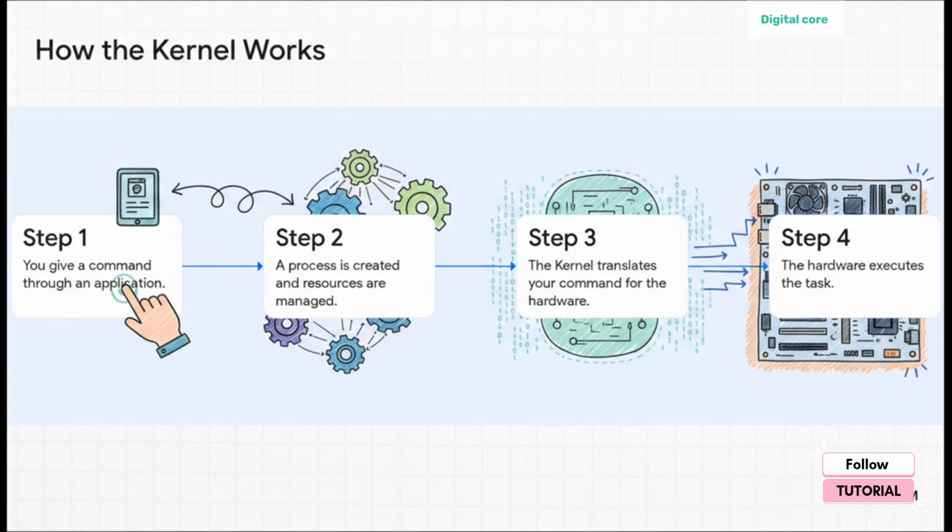So let's make this real. How does it work moment to moment? Okay, imagine you click Save on a document. That simple click creates what's called a process. The kernel immediately jumps in to manage the resources for that process. It knows you need to use the hard drive. It then translates your save command into instructions for the drive, and boom, the hardware writes the file. The kernel is that essential middleman for every single thing your computer does.